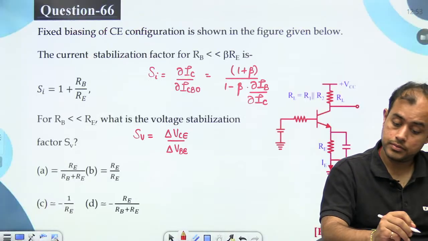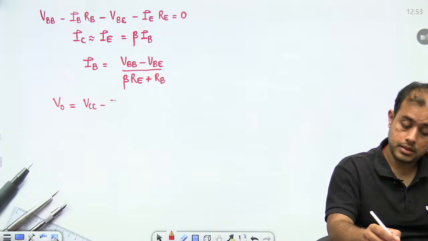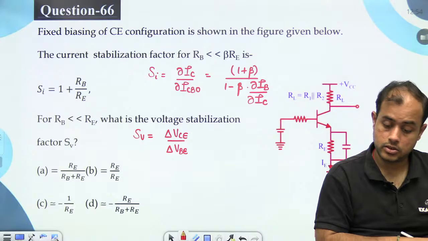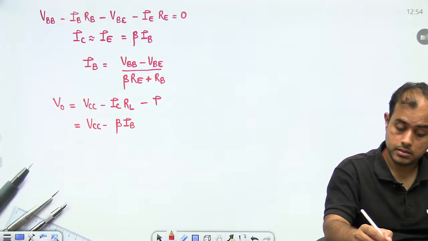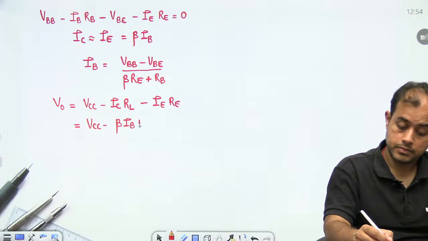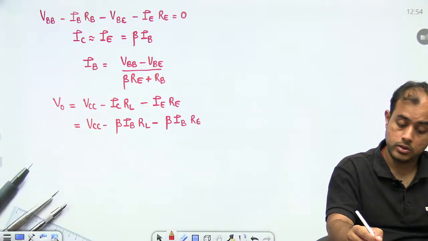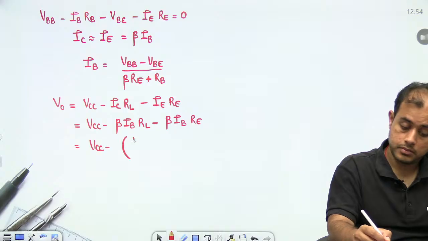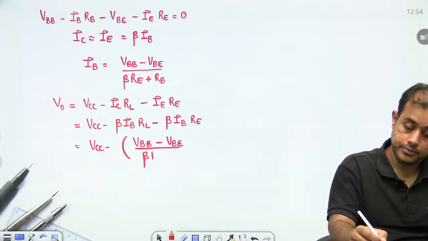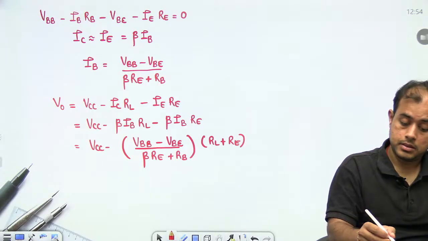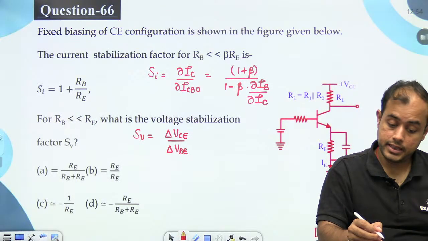या V नॉट निकाल लो, VCC माइनस IC RL। बट अगर VCE ही निकाला जाए, क्योंकि V नॉट तो VCE के बराबर है ना, माइनस अप्रोक्सीमेटली इसको भी बीटा IB ले लो, बीटा RE प्लस RB, RL प्लस RE। अब ये बोला है RB इज मच लेस देन बीटा RE.